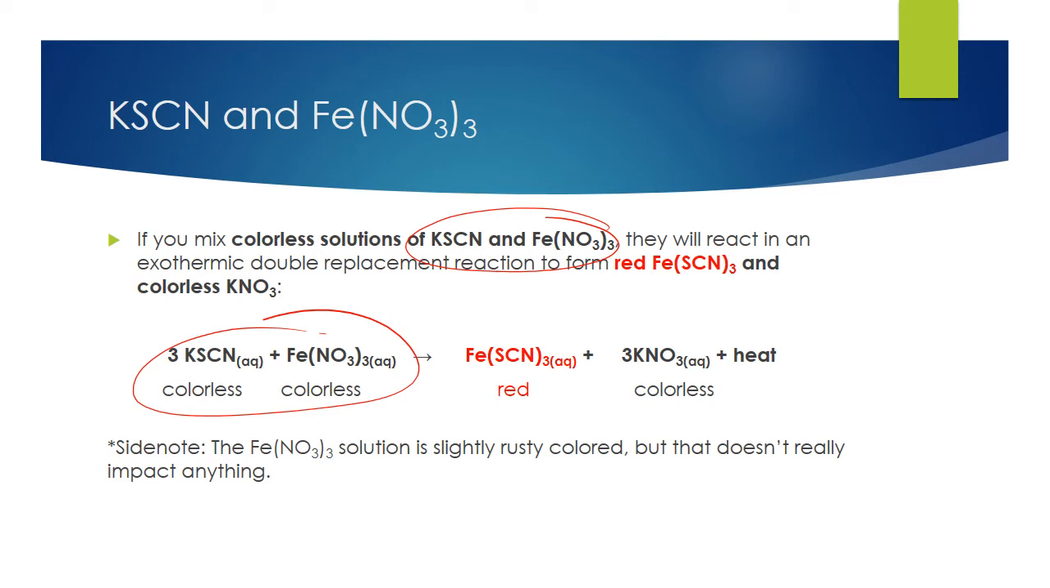When you mix these two solutions together, you're going to get a double replacement reaction. It is exothermic in the forward direction. And one of the products is actually going to be this red compound, iron(III) thiocyanate.